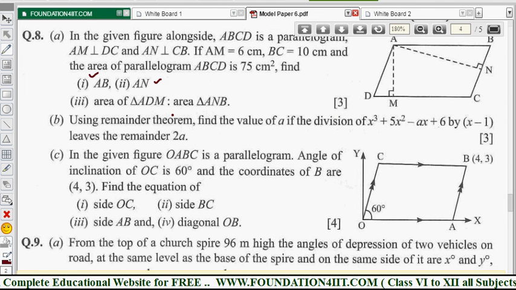Using the remainder theorem, find the value of a if the division of x cube plus 5x square minus ax plus 6 by x minus 1 leaves the remainder 2a. Simple problem, x minus 1 means x is equal to 1. You substitute x is equal to 1, then the remainder must be 2a. So let us take the equation.